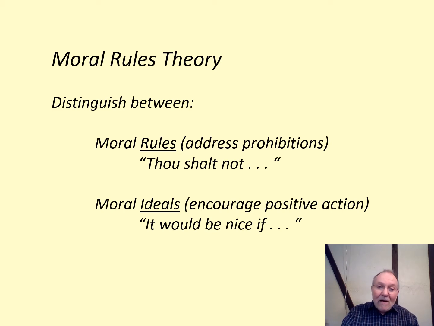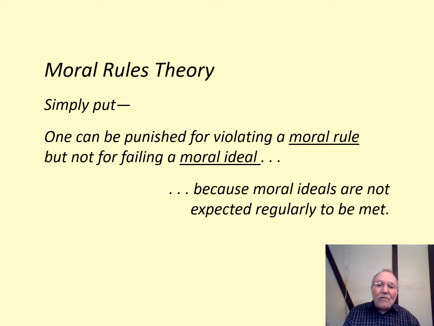And this would take us back to Aristotle's concept of flourishing, that it's aspirational. If we all conform to these ideals, of course, everyone would flourish, society would flourish, and happiness would be the predominant feature. Here's the simple basis. One can be punished for violating a moral rule, but not for failing a moral ideal, because moral ideals are not expected regularly to be met. It's the ones we say, as I said, wouldn't it be nice if everybody here could do such and such? But nobody's going to be sent away or punished because they didn't meet it. We're just saying it would be nice. That's an ideal.